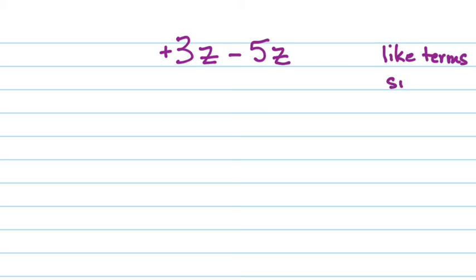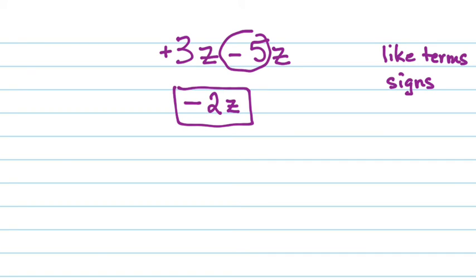Different. Okay, so the next thing you're going to do is look at the signs. They're different, which means I'm going to keep the sign of which one? The bigger number, which in this case is the negative 5. Good, so my answer is going to be a negative. And then I'm simply going to subtract them. So what's 5 minus 3 going to leave me? 2. And 2 what? Z. Negative 2z. I keep forgetting the z. There you go. So negative 2z.